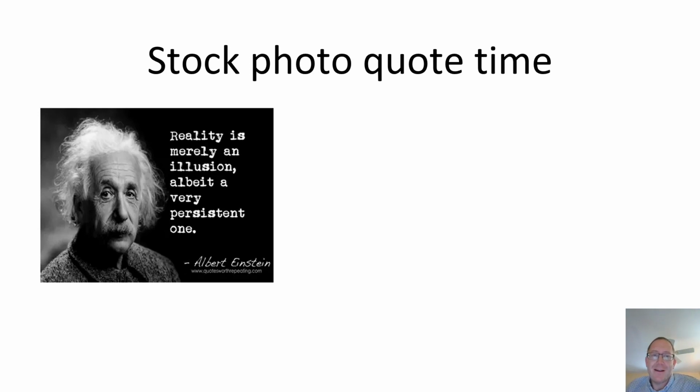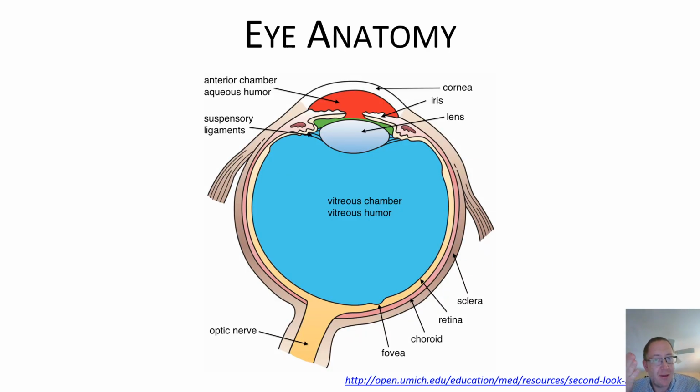I like pointing this out, though. I like my stock photo things. I mean, they're tacky as hell, but I still like talking about them. So reality is merely an illusion, albeit a very persistent one. What you should be paying attention to is that what you perceive as reality, what you're going to keep seeing again and again, what you perceive as objective reality is in fact not true.